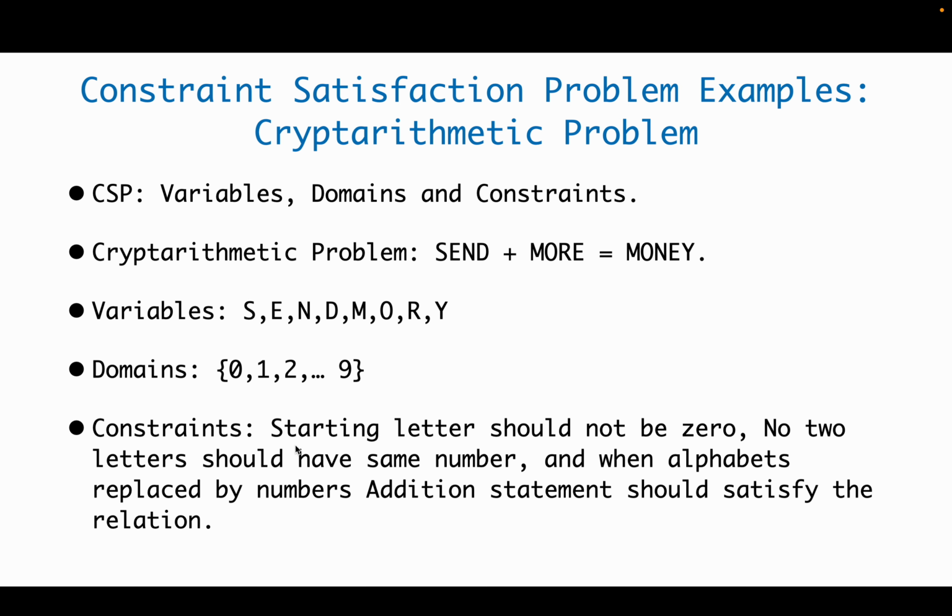But these are the constraints. The first one is that the starting letter should not be 0, and no two letters should have the same number. When alphabets are replaced by numbers, the addition statement should hold. So satisfying these constraints, we need to assign these variables a value so that we get a solution which satisfies this arithmetic equation and also satisfies these constraints. Let us see how we can solve this problem.